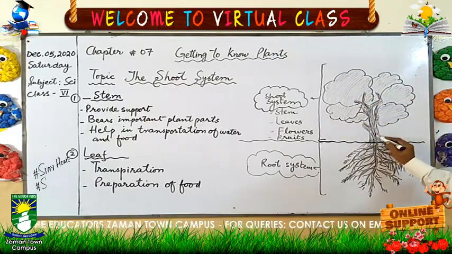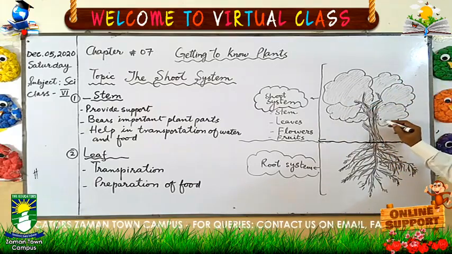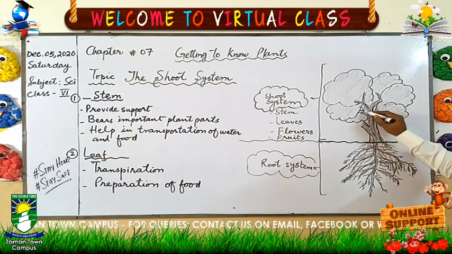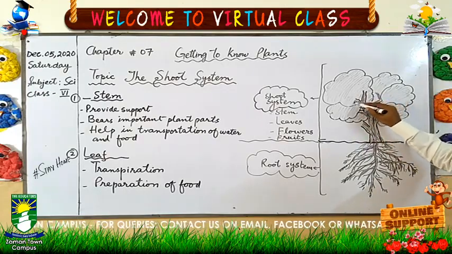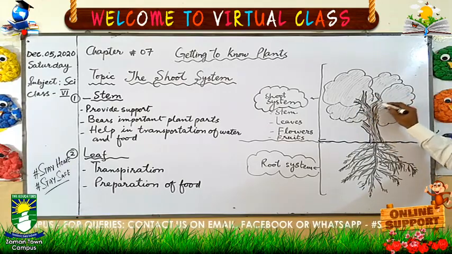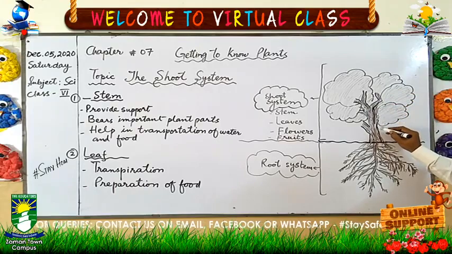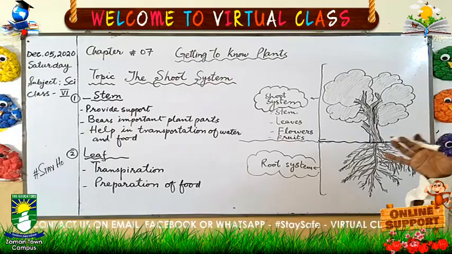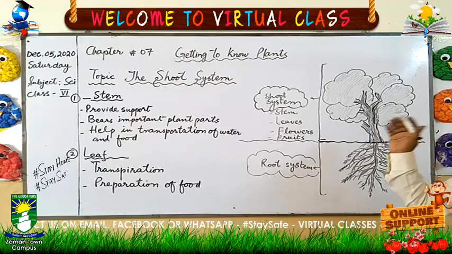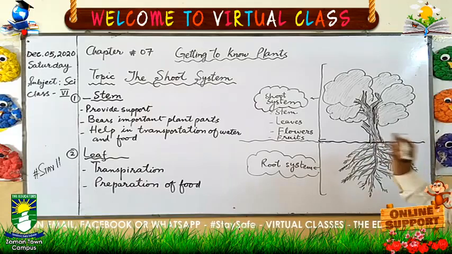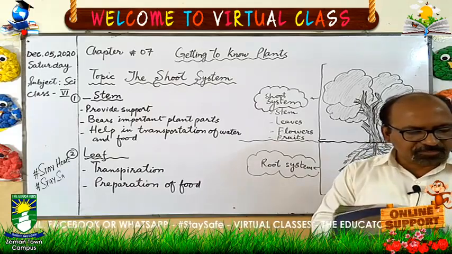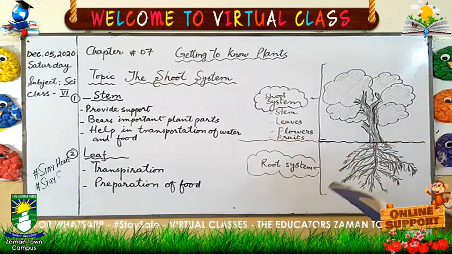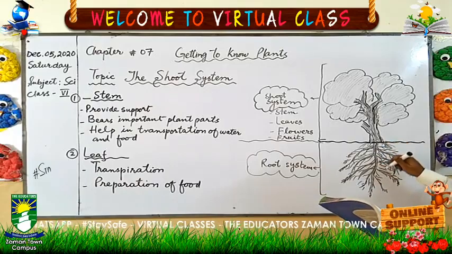This portion is called the stem. It is the hard part of the plant, and normally its color is dark brown or black. So the strong and hard part of the plant is called the stem. Let's read from here. It is the main portion of the plant from the base of which the roots arise and grow underground.